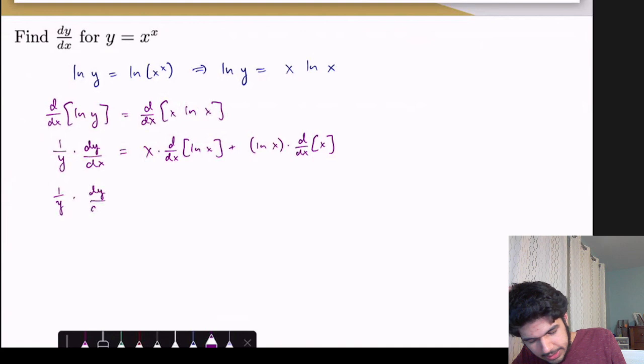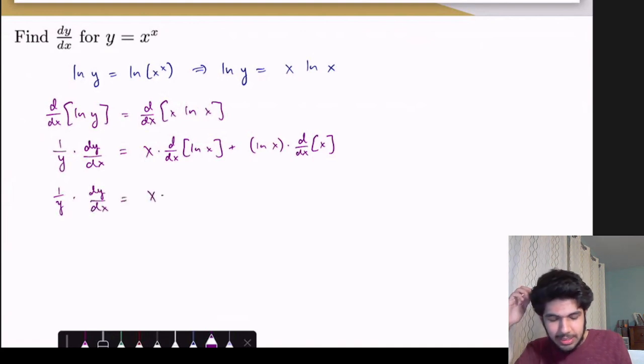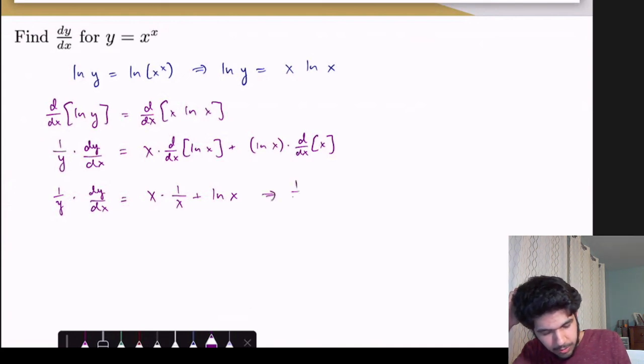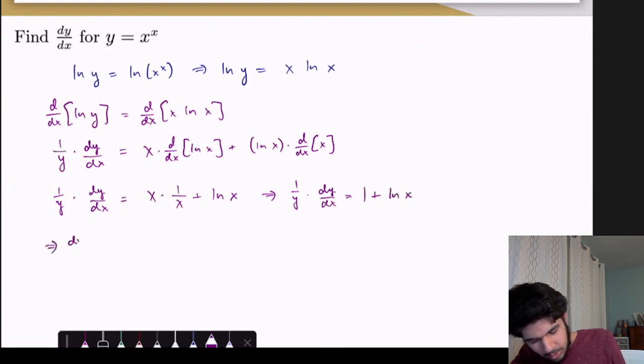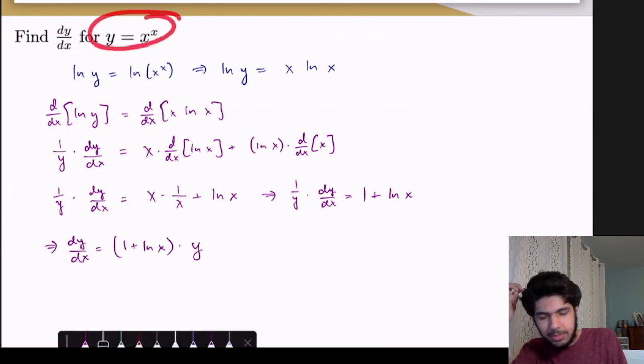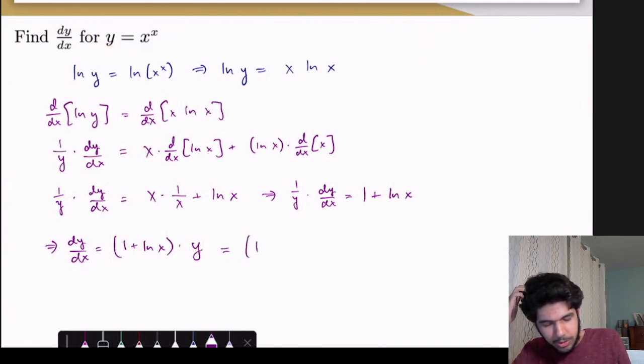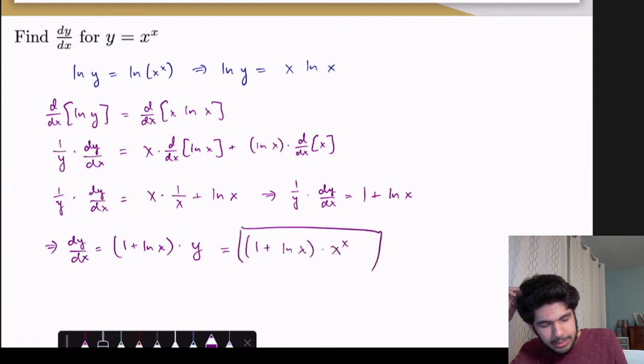1 over y dy/dx equals x times, well, the derivative of ln of x is 1 over x, plus ln of x times the derivative of x, which is just 1. So this tells us 1 over y times dy/dx equals 1 plus ln of x. So dy/dx equals 1 plus ln of x times y, and we're given y up here, so let's do that substitution. 1 plus ln of x times x to the x. And that's our answer.